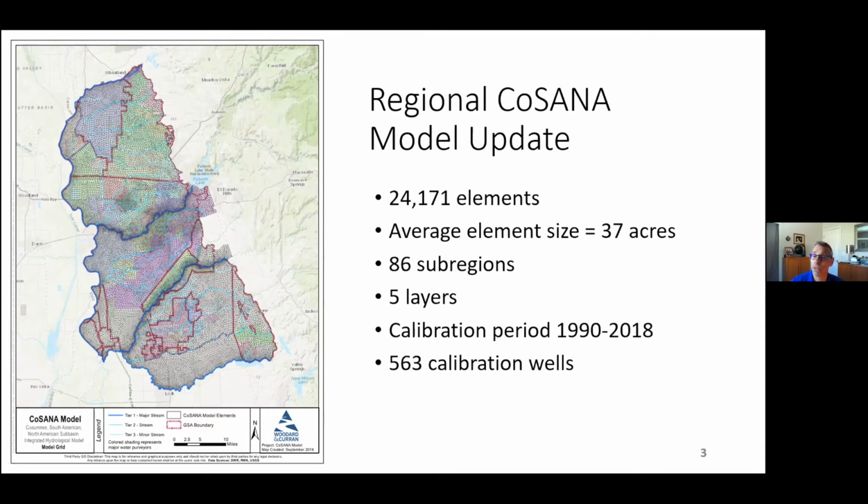The calibration period has been updated to really reflect more recent hydrology. The last couple of decades have been substantially different than going back the previous few decades. And again, we have a higher level of calibration wells now available to us.